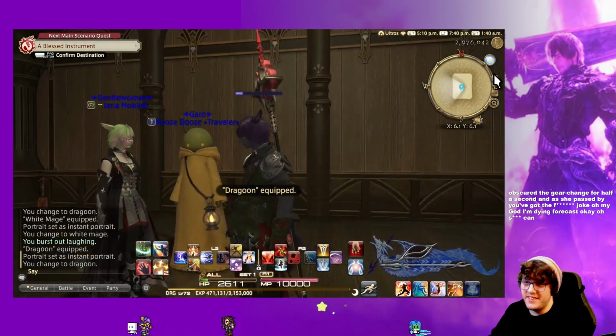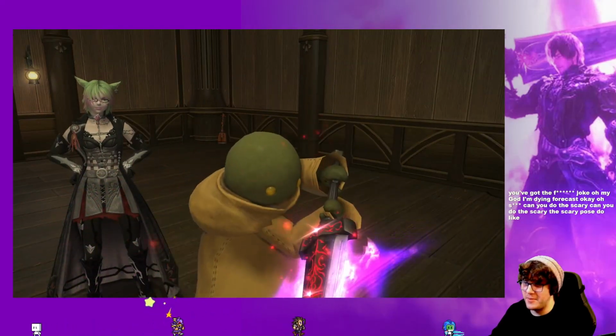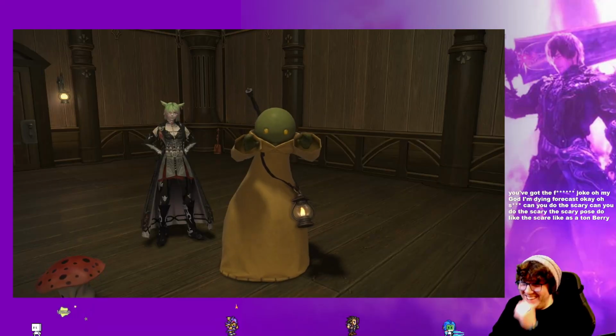Can you do the scary pose? Do like the scare, like as a Tonberry. Oh shit!